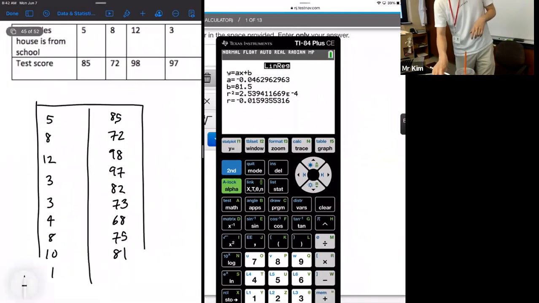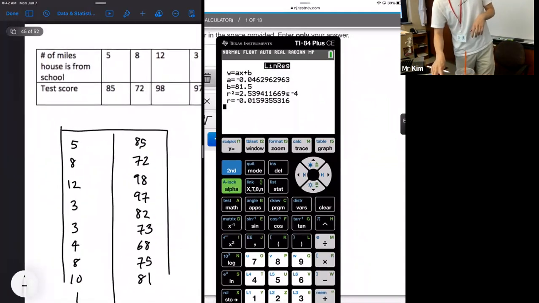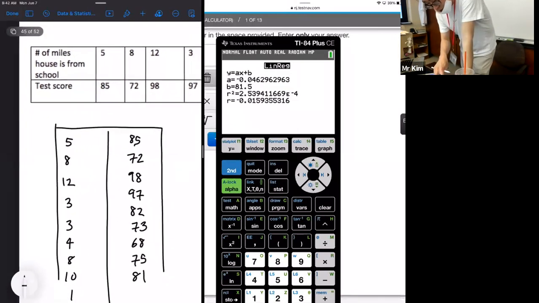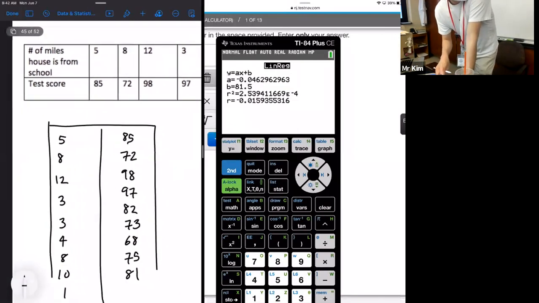And besides, look at the quantities: the variables are number of miles houses are from school, and test scores. They really don't have anything to do with each other. Just because you live far away doesn't mean your test score is going to decrease. So there we go. That is what I wanted you to get.